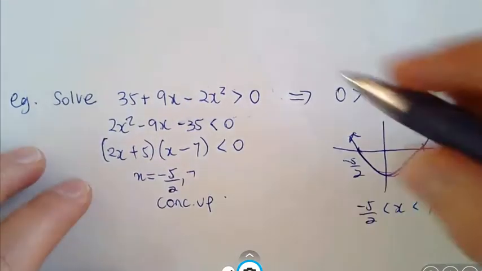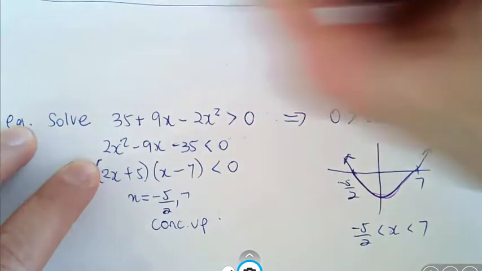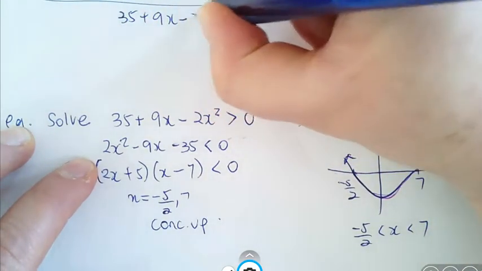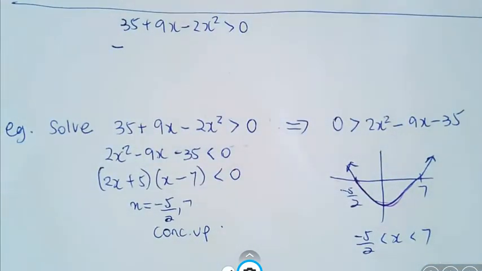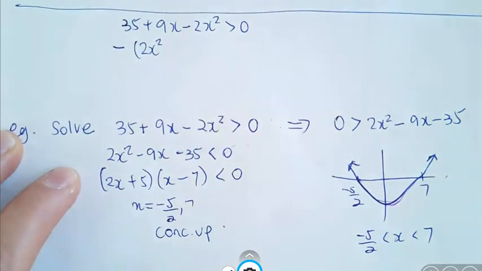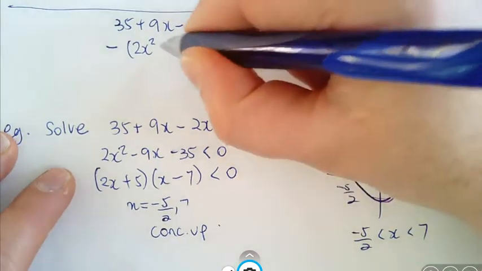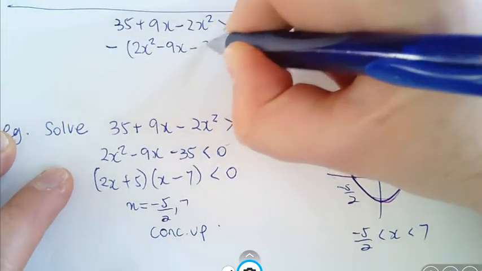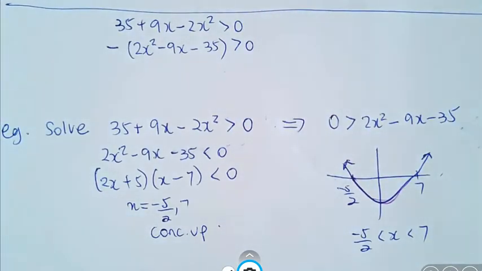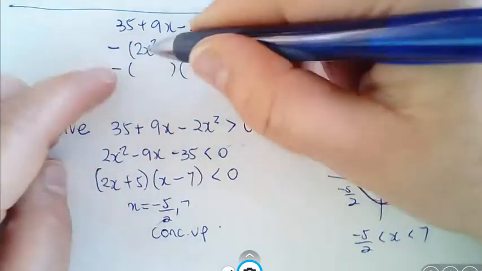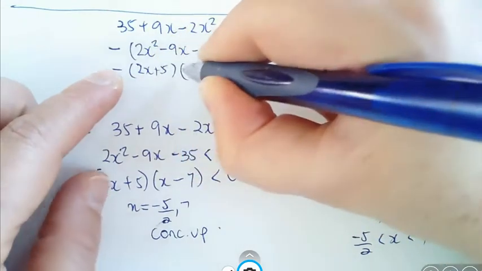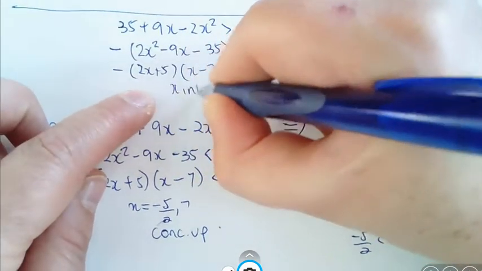Now, what you could have done with that is, up here, if you don't want to go taking things over to the other side, you could have just pulled out the negative on this side, and then you don't have to take it over. So if you pull out the negative, you've got 2x squared, take away 9x, take away 35. And you keep your inequality sign the same. So we've already factorized. You keep that negative out, and we know that that's 2x plus 5, x minus 7. So we know that the x-intercepts are -5 on 2 and 7.